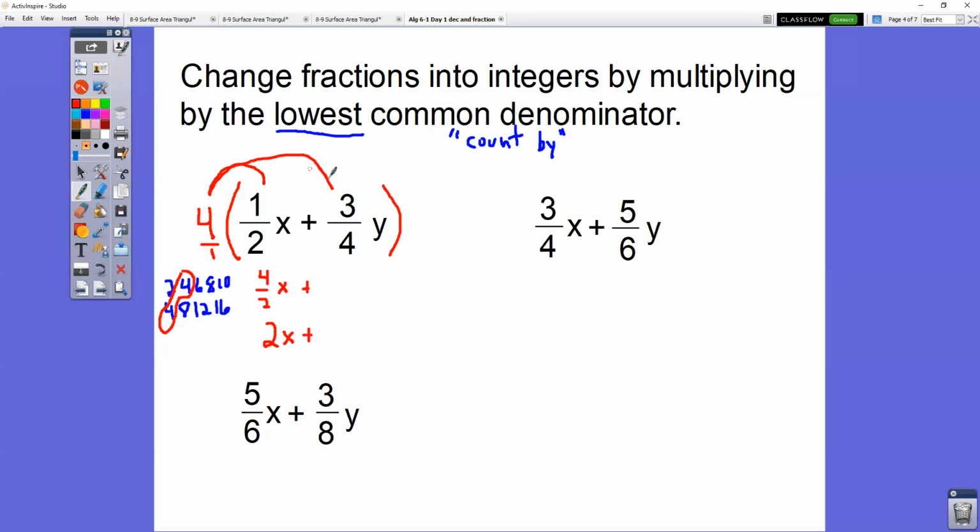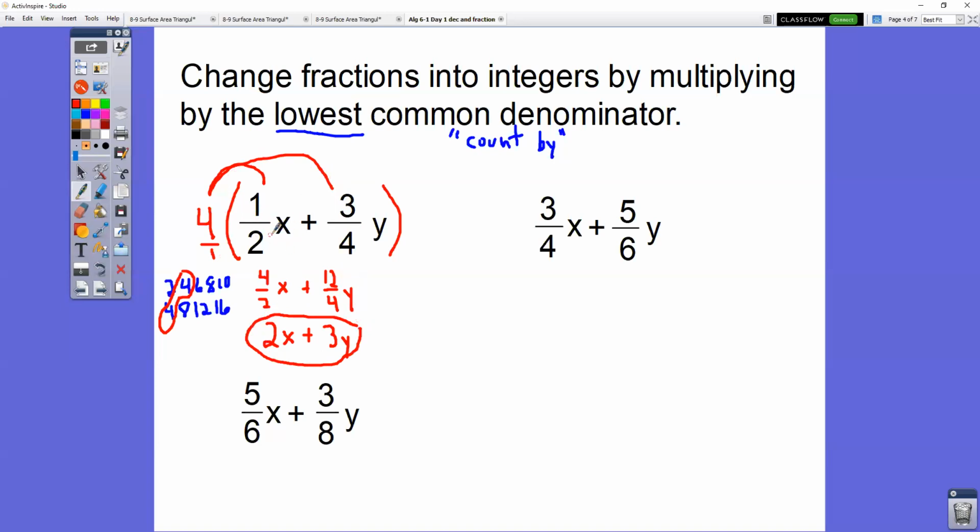When I take and multiply here, I'm doing top times top. So I'm doing 4 times 3, bottom times bottom, 1 times 4. So I end up with 12 over 4y. Well, 12 divided by 4 is 3. So think about what you would really want to work with.